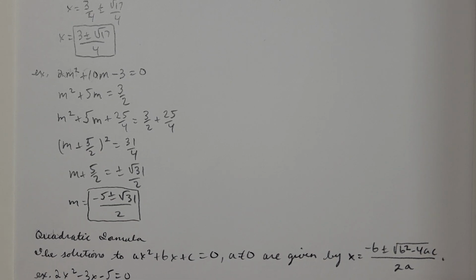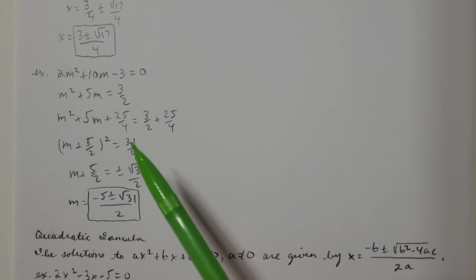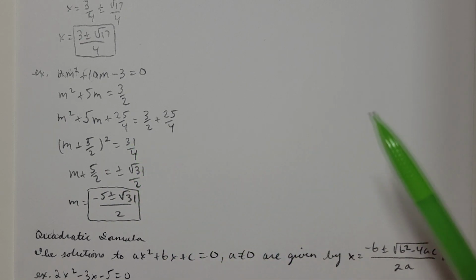Okay, we'll get back to section 3.2 here. I was going to show you one more example of where you're completing the square. And so let's go ahead and do that now. What if we want to solve the equation 2m squared plus 10m minus 3 equals 0? And we're going to complete the square.